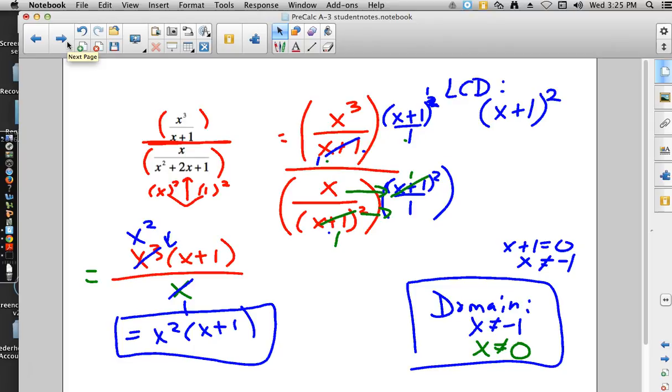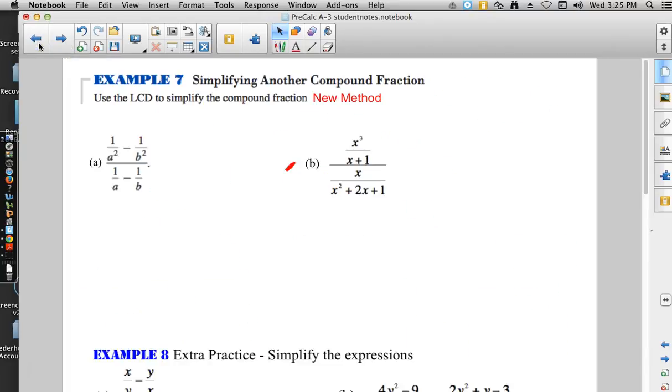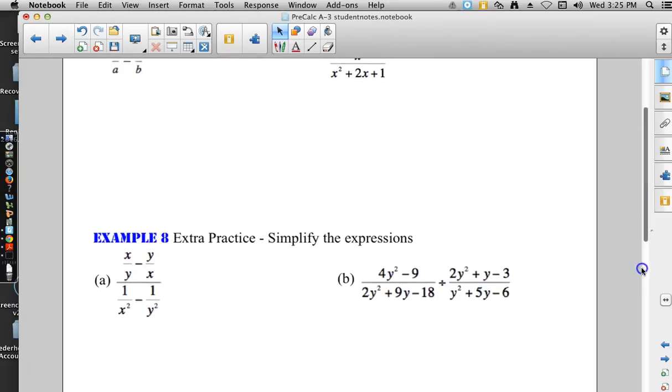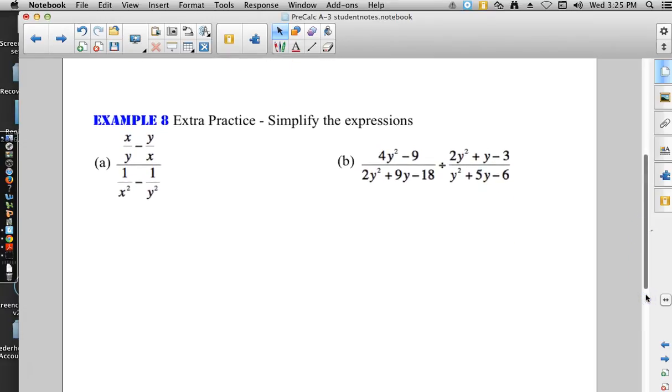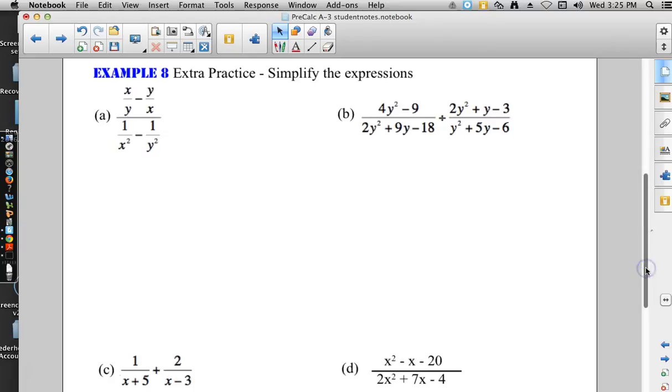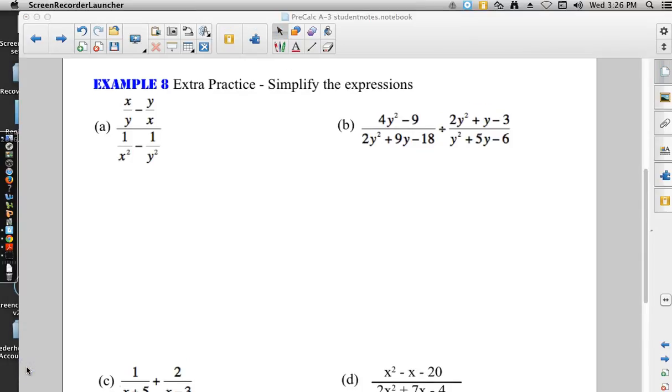So we have some extra practice on this page, and this is something I really would encourage you to pause the video, give these a try, and see what you can do with them before you just press play or sit and watch it roll by. I want you to see if you can do these, get those domain restrictions right, and then start it back up to watch me do the problems. Okie dokie.